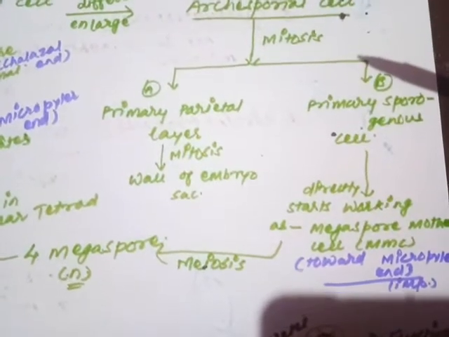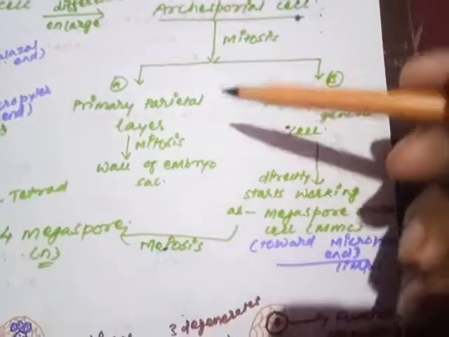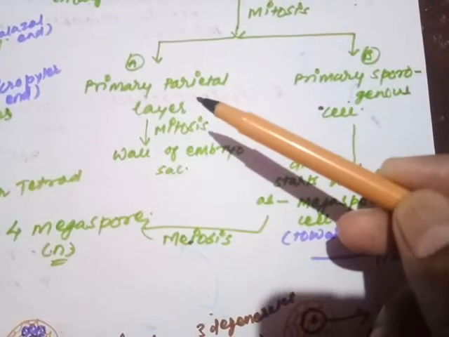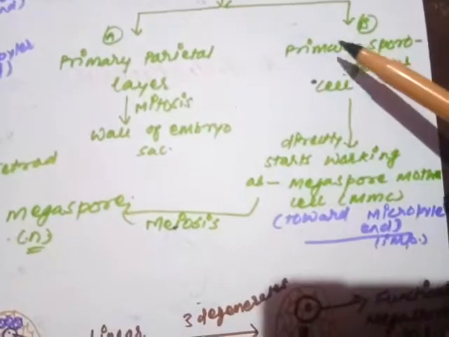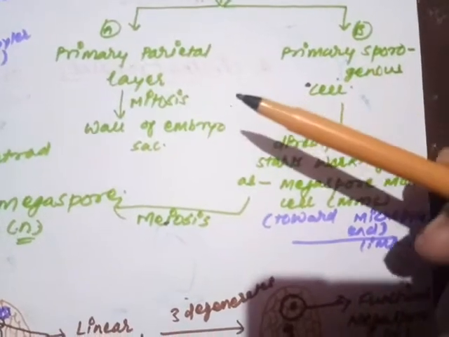Similar to the microsporogenesis, that will undergo the process of mitosis, and due to the mitosis two types of cells will form. The first cell will form the peripheral layer, that is called the primary parietal layer, and the second one is going to form the primary sporogenous cell. Are you getting my point?